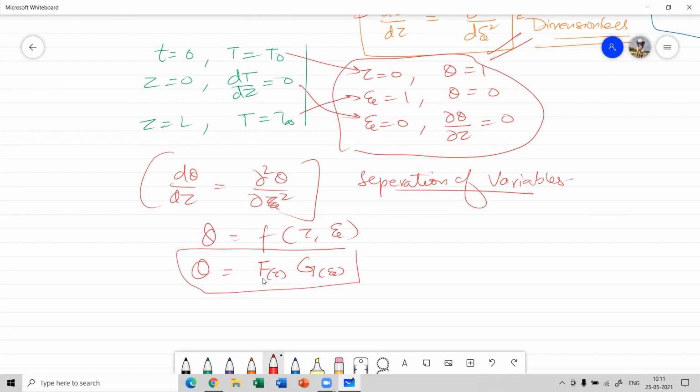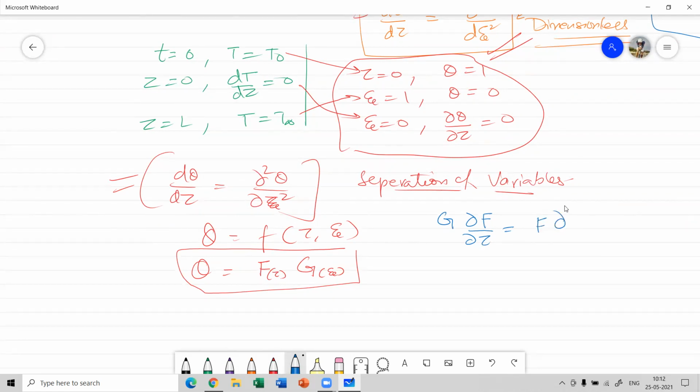So using this particular term, this equation can be written as 1 by f into del f by del tau and 1 by g. So theta with respect to tau: if you differentiate theta with respect to tau, the g term will be constant, so it will be del f by del tau. And if you differentiate theta with respect to zeta, in that case f will be constant.